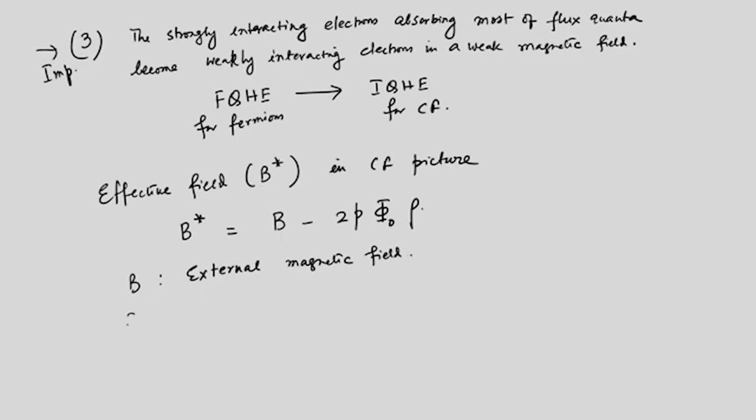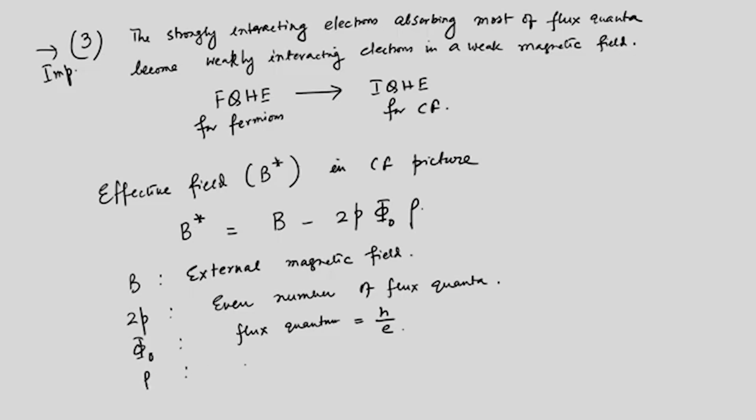2p, an even number of flux quantum, phi 0. Of course you know that that's a flux quantum, which is equal to h over e, and rho, the density of CF.